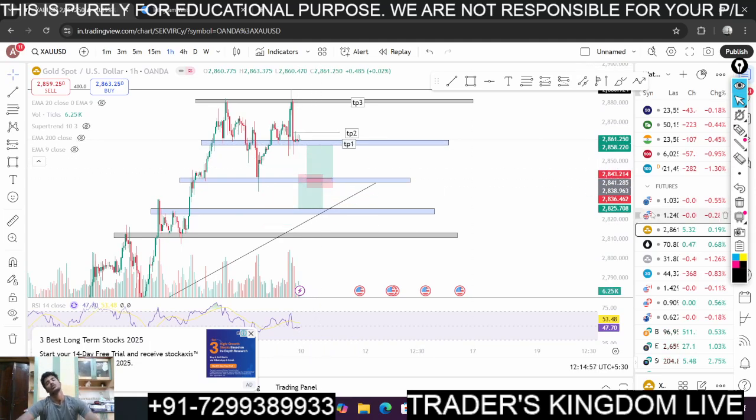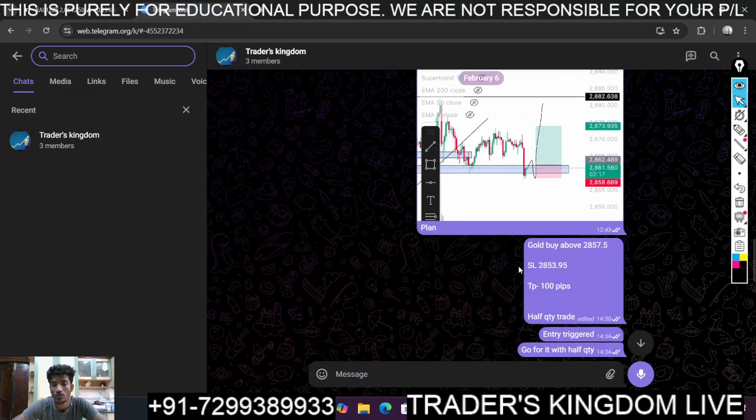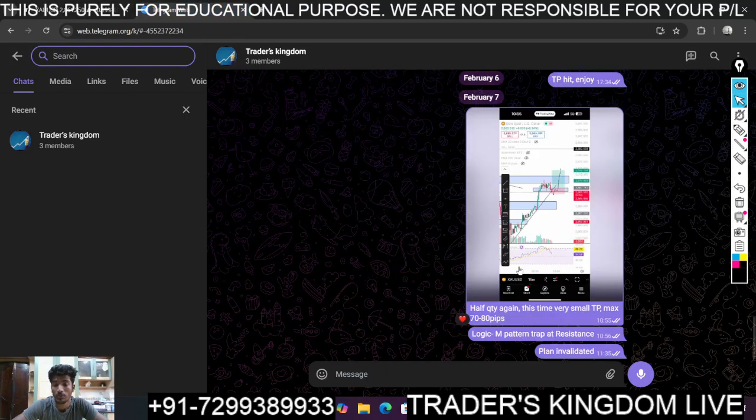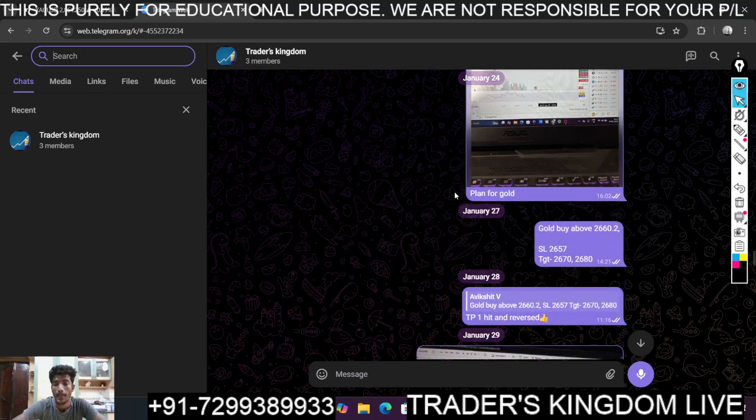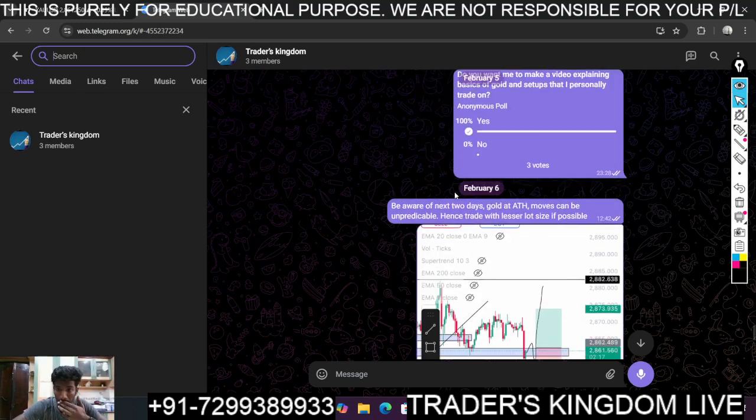So this is the plan, this is what we will trade on, and all the updates when I take the trade will be posted on my Telegram channel, which is absolutely free of cost. As you just saw, if the plan is formed and invalidated, that will also be updated. So this is the plan.